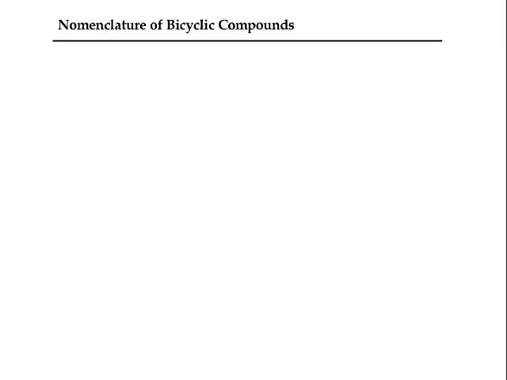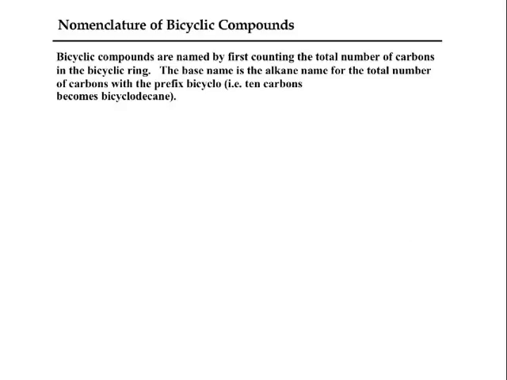Now, we have to figure out how to name that thing. Bicyclic compounds are named by first counting the total number of carbons in the bicyclic ring. The base name is the alkane name for the total number of carbons with the prefix bicyclo.